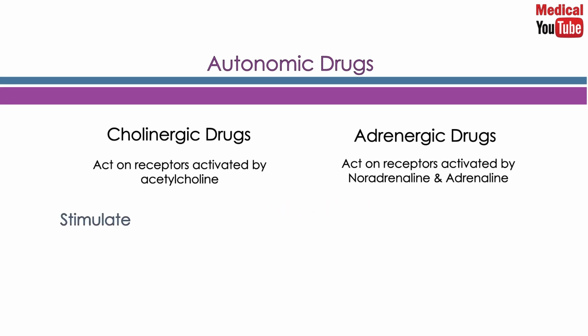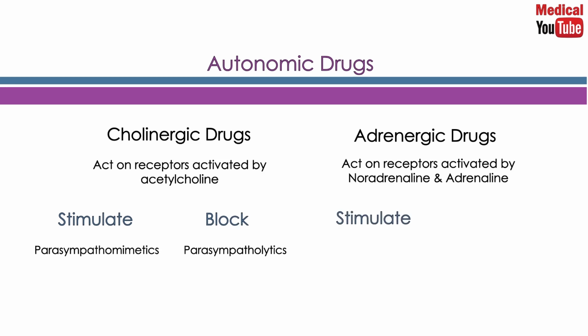Cholinergic drugs that stimulate the receptors are called parasympathomimetics. And the ones that block the receptors are called parasympatholytics. Adrenergic drugs that stimulate the receptors are called sympathomimetics. And the ones that block the receptors are called sympatholytics.